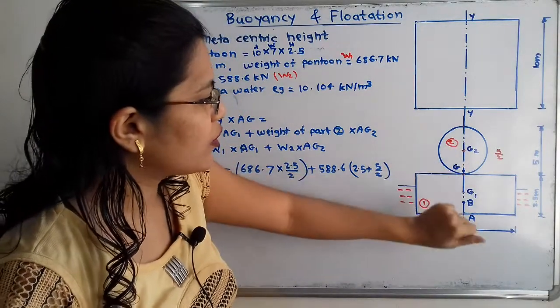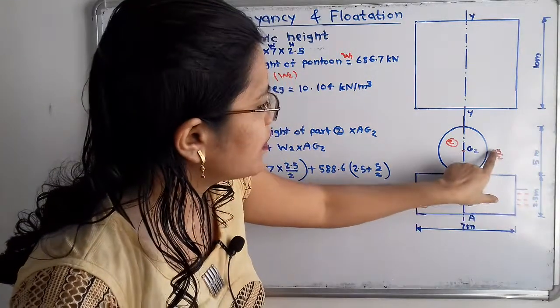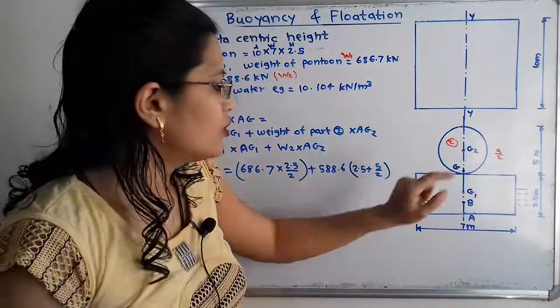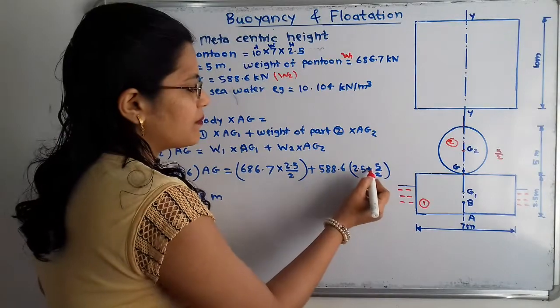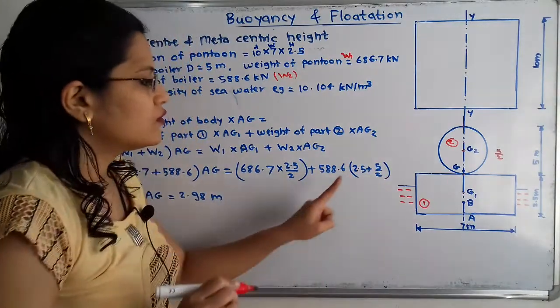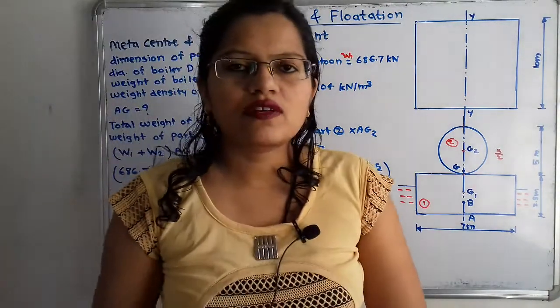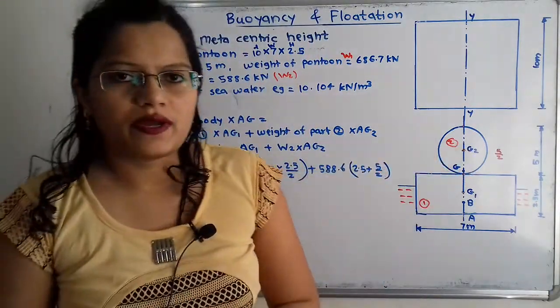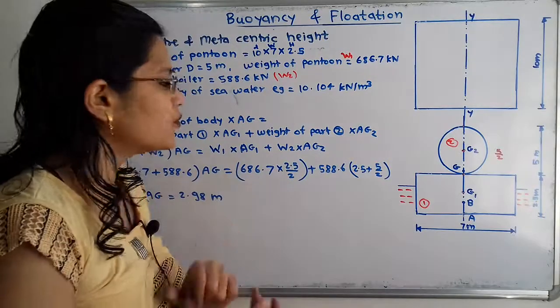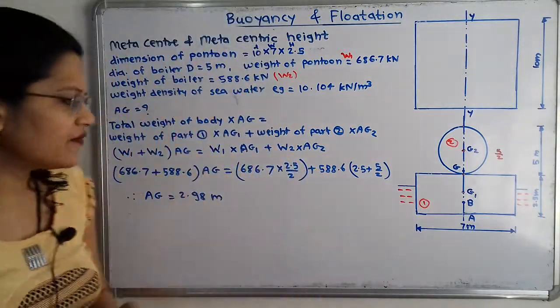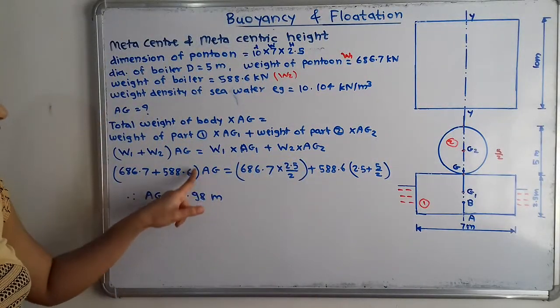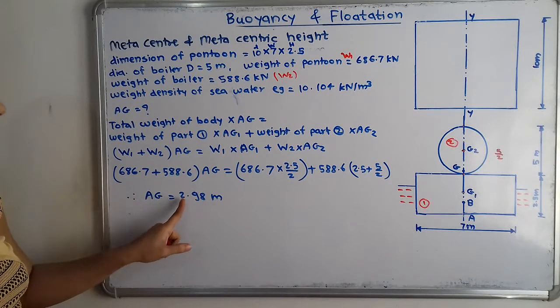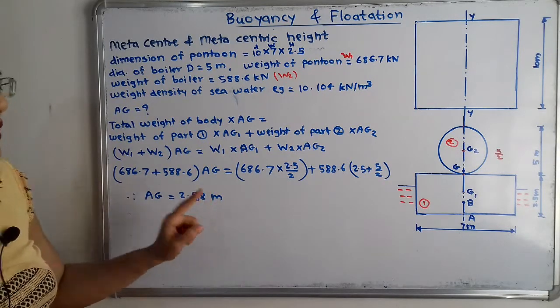So how to find out this? 2.5 plus 5 divided by 2. So 5 divided by 2 is also equal to 2.5. So we can take this 2.5 plus 2.5. Now when we put all the values, it is easy for us to calculate the distance AG. So what is the distance AG? That is 2.98 meter.